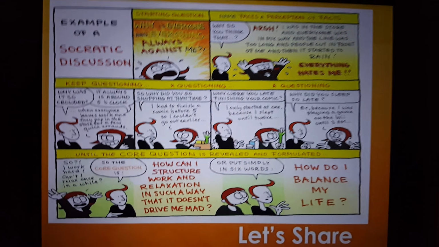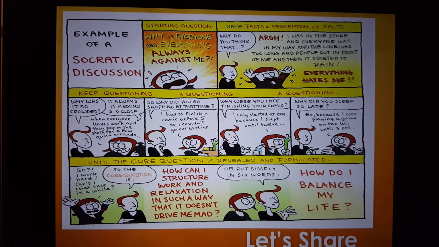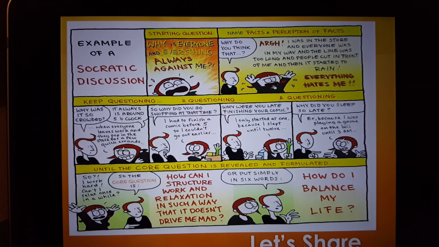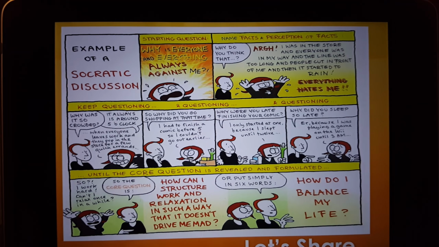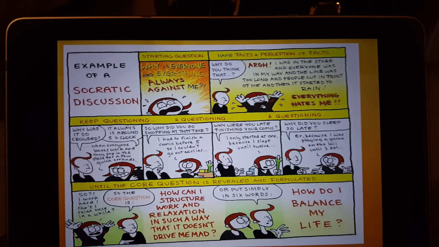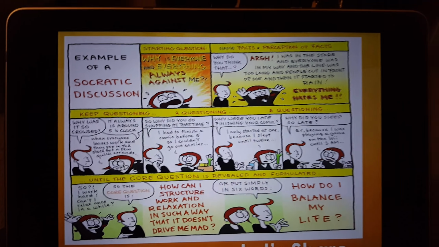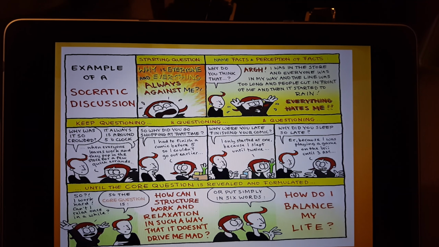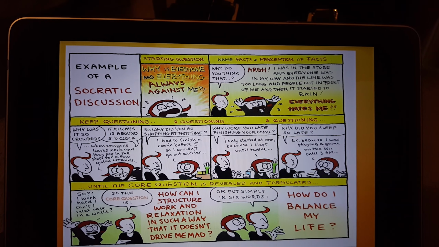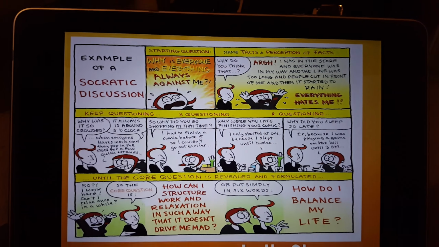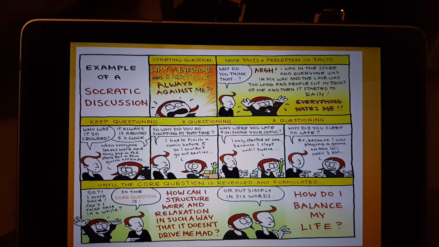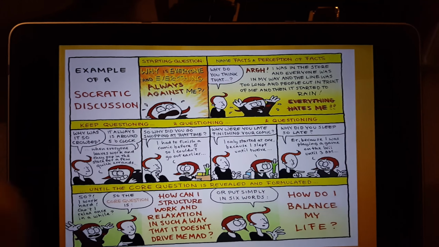Now, I just found this comic strip online, but here we see, why is everyone and everything always against me? And then he says, why do you think that? I was in the store and everyone was in my way and the line was too long and people cut in front of me. And then it started to rain. Everyone hates me. Why was it so crowded? So then the conversation continues to go on.